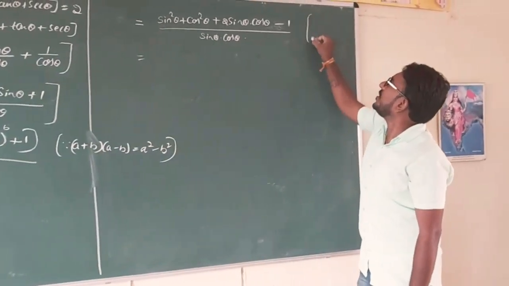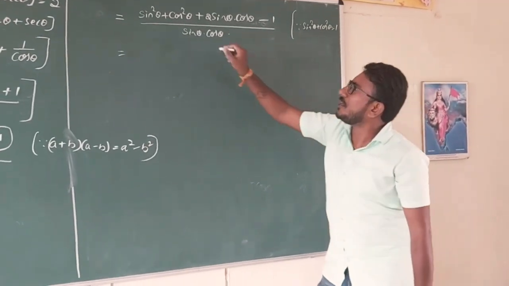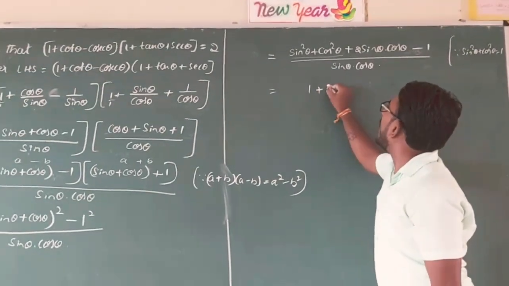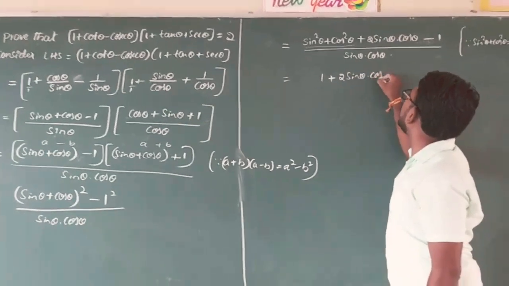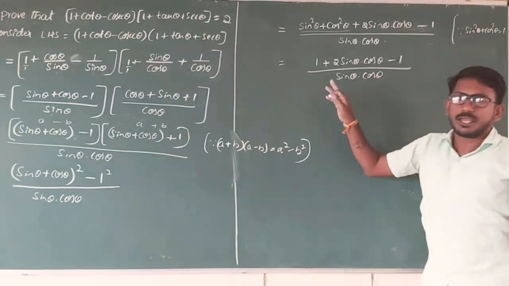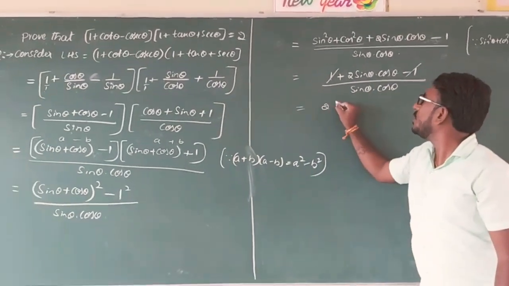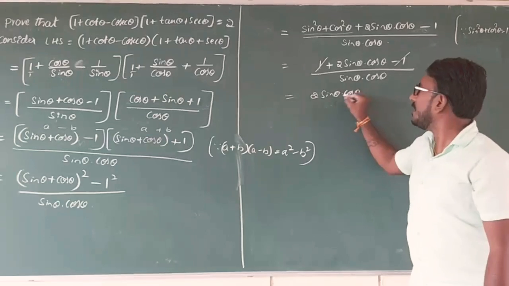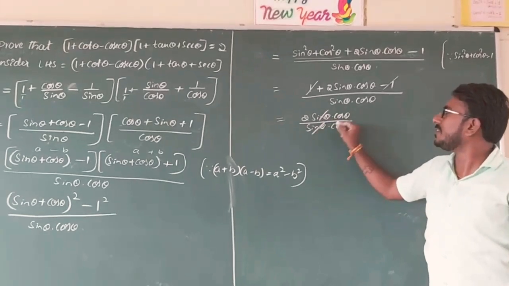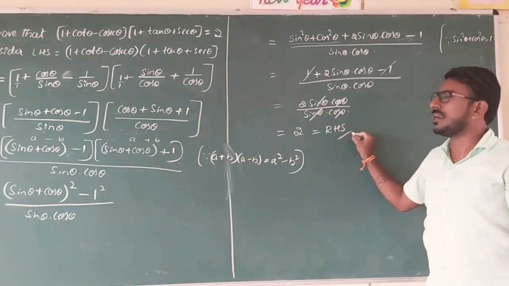Already we know the identity sin square theta plus cos square theta is equal to 1. So I can replace it by 1: 1 plus 2 sin theta into cos theta minus 1, divided by sin theta into cos theta. Here you can see plus 1 and minus 1 becomes 0. What remains is 2 sin theta into cos theta divided by sin theta into cos theta. Here sin theta, cos theta will get cancelled, so the remaining is 2. This is what we wanted to prove, that is equal to RHS.